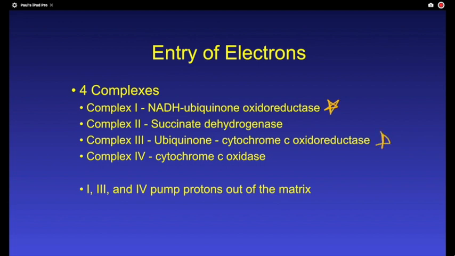And so the key to this: complex 1, complex 3, and complex 4 are the only ones that pump out protons. This will be directly in relation to how many ATPs we can make. Complex 2 will accept electrons. It will get them into the chain, but it will not pump out protons, so it won't directly lead to ATP synthesis in the first step.